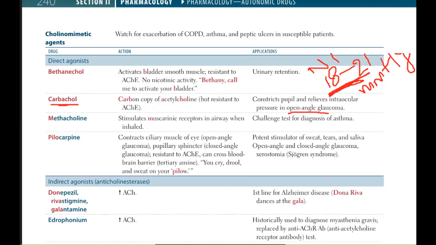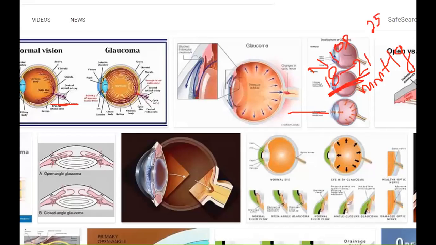This is the thing that I wanted to tell you, and I've also explained the process. It also causes miosis. The process of miosis is shown in this picture. Let me tell you the process of miosis in this picture.